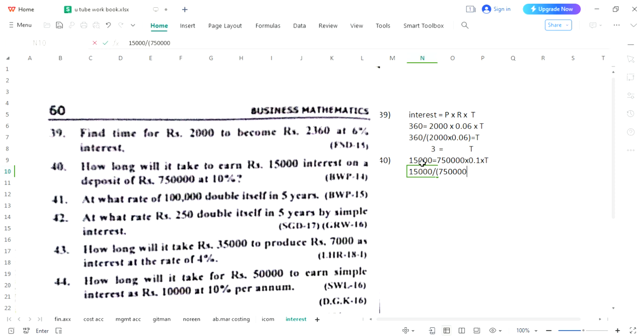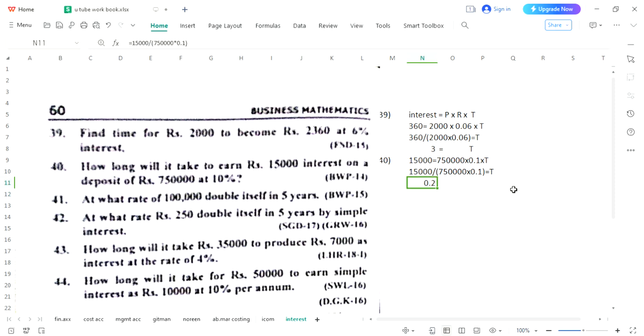7,50,000 multiply 0.1 bracket close is equal to 10. Now we are open to calculate it. So what you will put on your calculator? 15,000 divided by bracket open 7,50,000 multiply 0.1, and here you have got your amount.